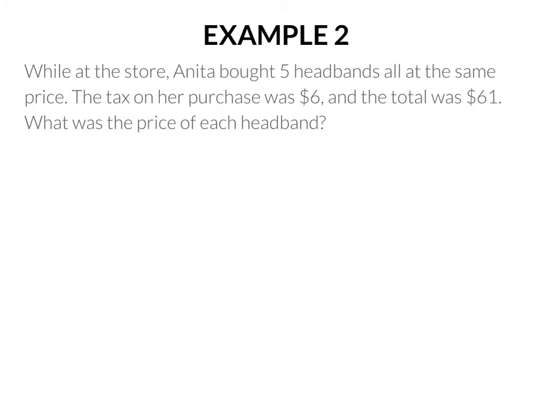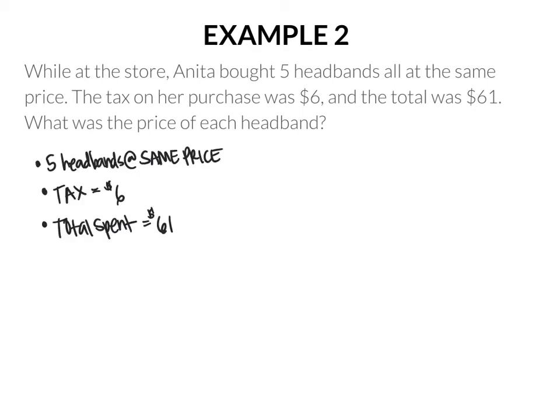Example 2. While at the store, Anita bought 5 headbands at all the same price. The tax on her purchase was $6, and the total was $61. What was the price of each headband? Let's abbreviate this word problem for our notes just to be a little more efficient, but also so that we can have the words in our notes to reference when we're trying to write these two-step equations later.